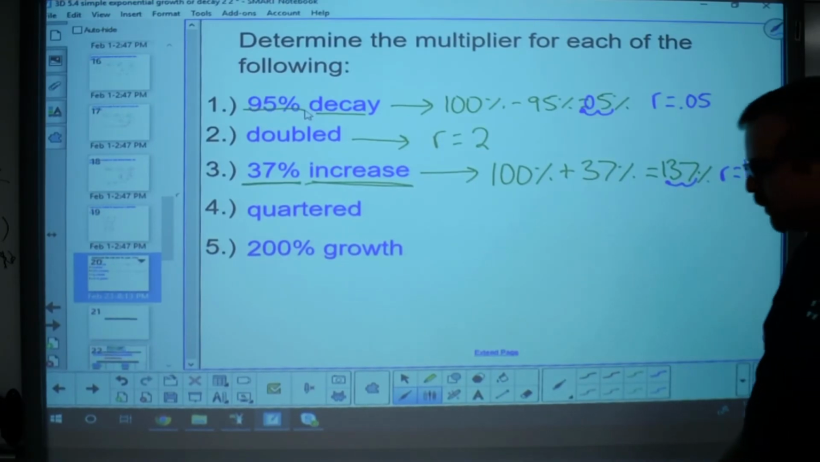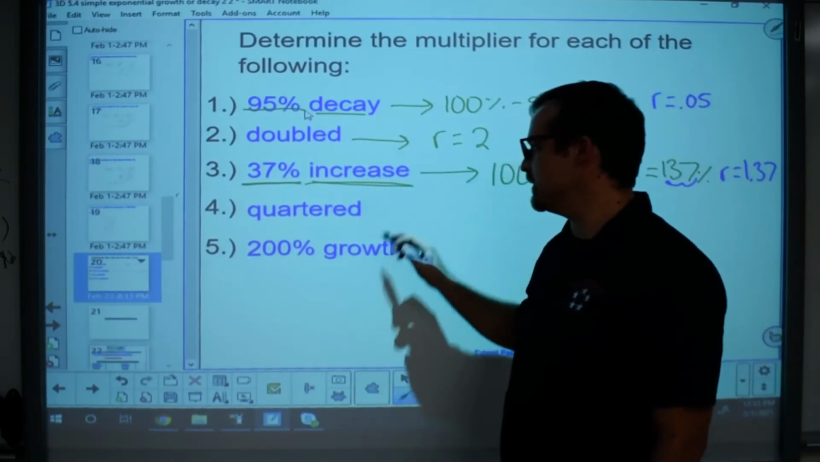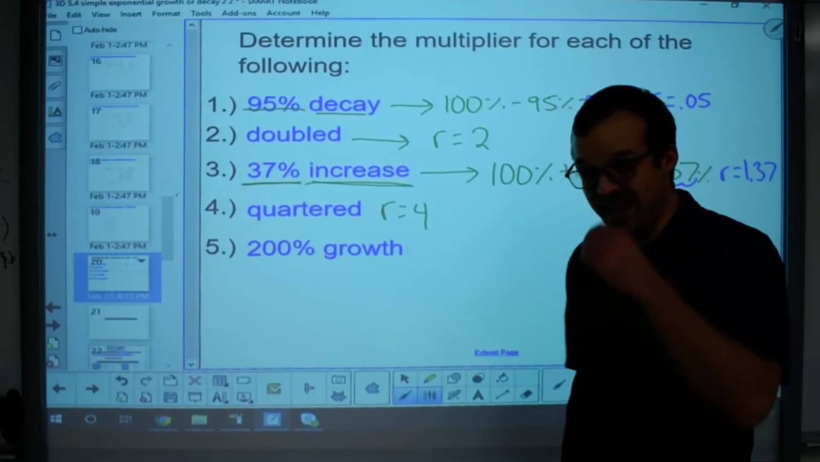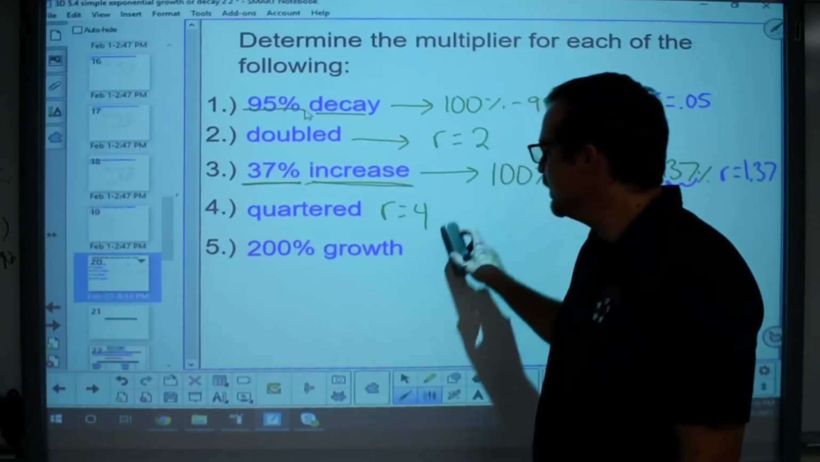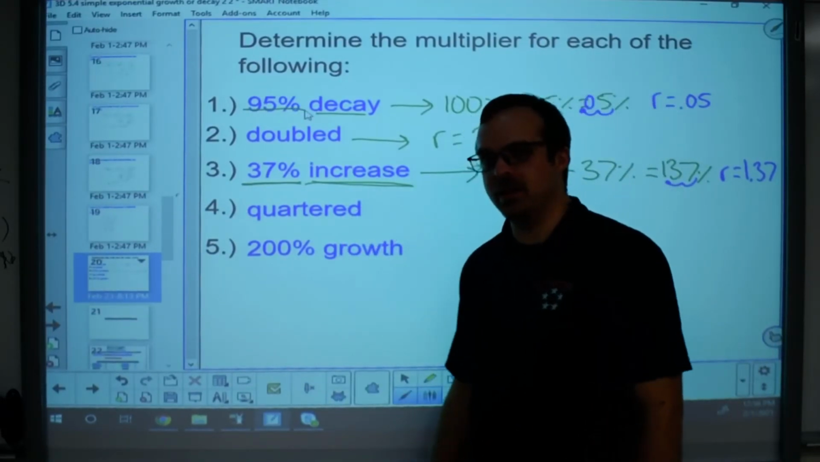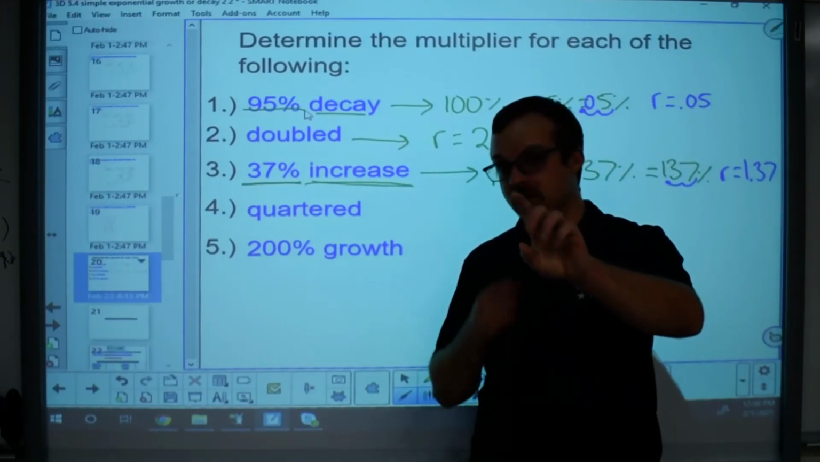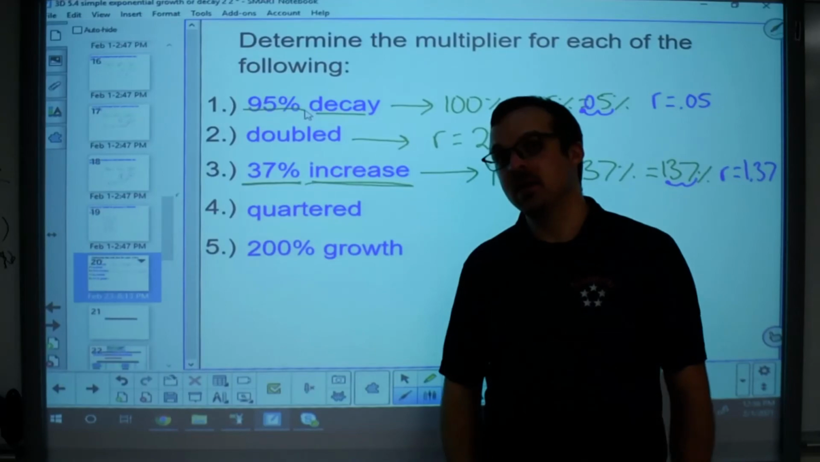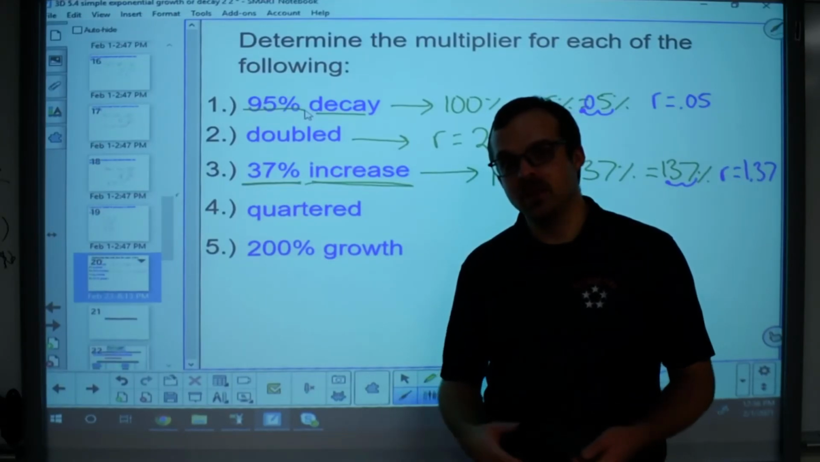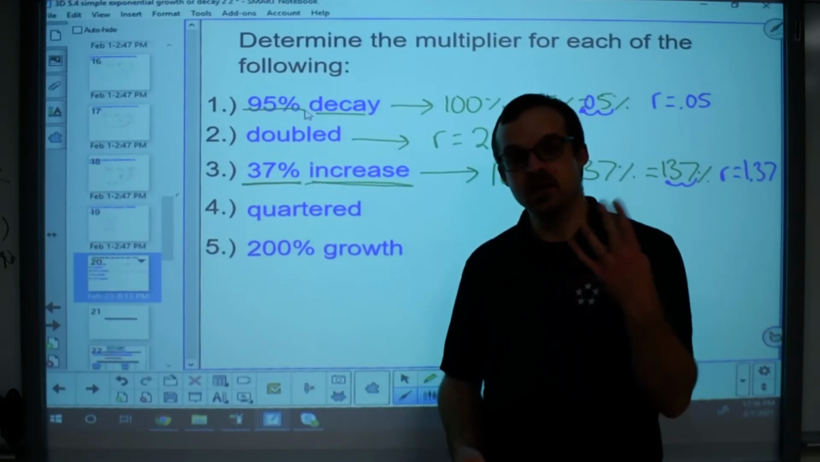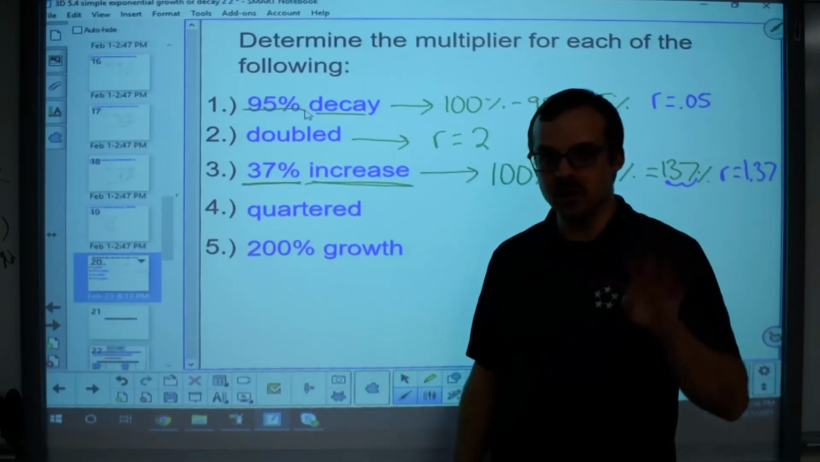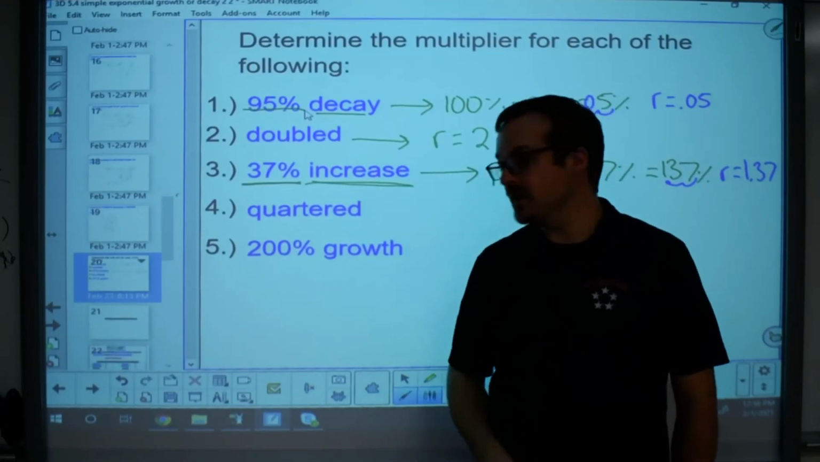Okay? Next one, quartered. Now, a lot of people want to say the ratio is equal to 4. Not the case. Quartered means that it's getting cut down by a quarter, right? So we're quartering it every time. So if you had 4 and you quarter it, you're going to be left with 1, right? Think about $1. How many quarters are in it? There's 4. So if I take 1/4 of $1, I have 1/4 of that dollar.